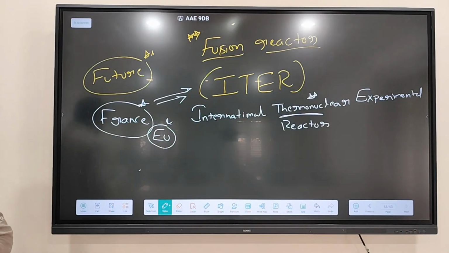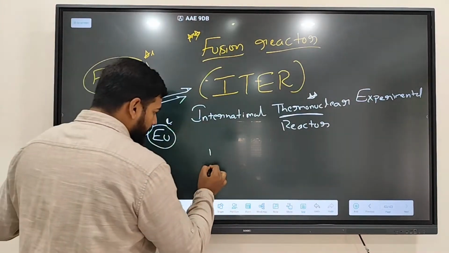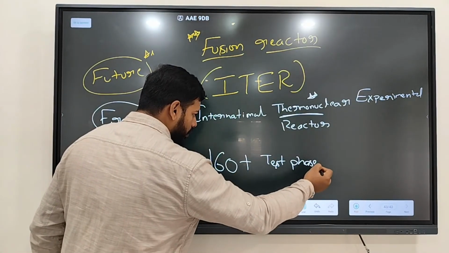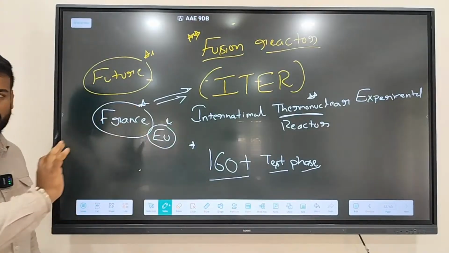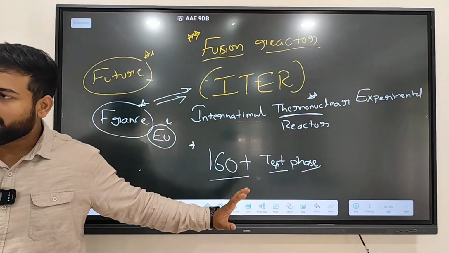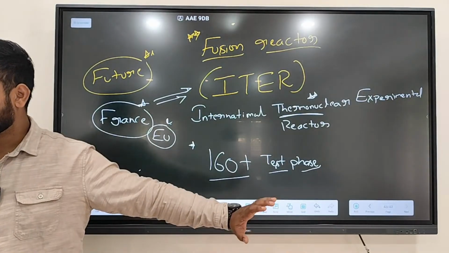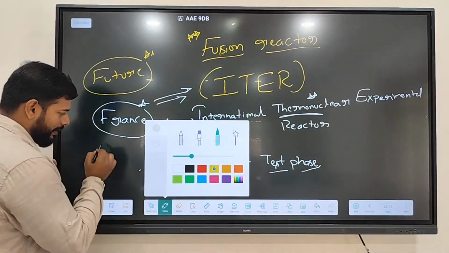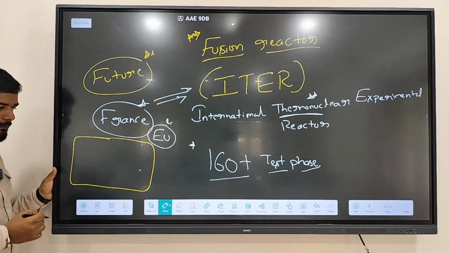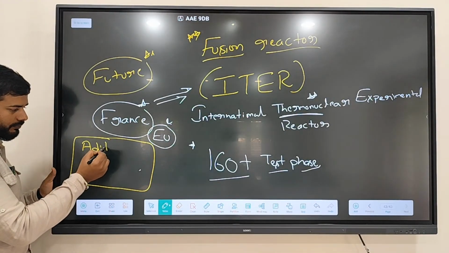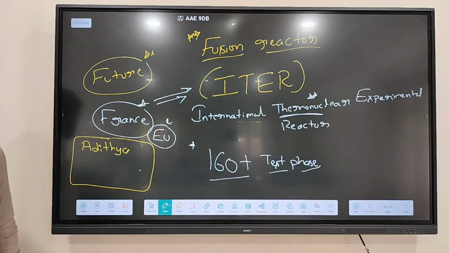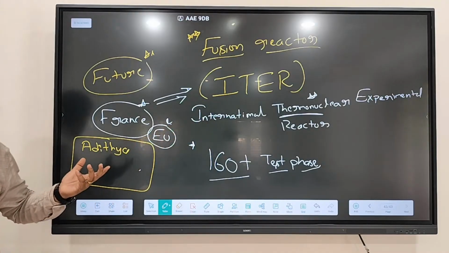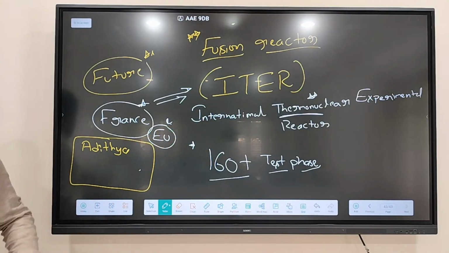Around the world, right now, 160 plus fusion reactors are in the test phase. No nuclear fusion reactor is completely functional. 160 plus reactors are in the test or development phase. In India also, in the developmental phase, we have Aditya. Why the name Aditya? Aditya means sun. In the sun, nuclear fusion reaction happens, right? Similarly, here also nuclear fusion reaction is happening. That's why they have named it Aditya.